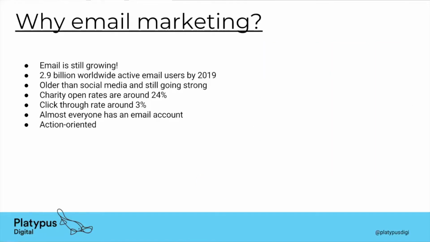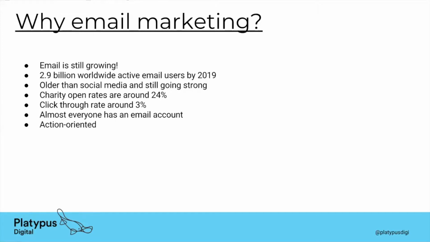So email is still growing. There are 2.9 billion worldwide active email users, or there will be by 2019. It's been around for much longer than social media has, of course, and it's still growing. Charity open rates, so that's the percentage of people who open the average email, are hovering at around 24%. Click-through rates, that's the percentage of people who open emails who actually click a link in them, are at around 3%. Probably everyone has an email account, so if you compare it directly to social media, where people are saying, I'm not on Twitter, I'm not on Facebook, everyone does have an email address because it's just needed for so many facets of everyday life.